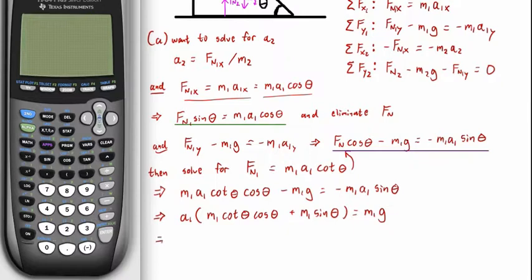And so then we have that a1 equals m1g divided by m1 cotangent theta cosine theta plus m1 sine theta. All right. And again, I'm keeping everything algebraic, not symbolic, I should say. And so we're going to be at a place where we can definitely solve. We can solve for the normal force if we wanted to.